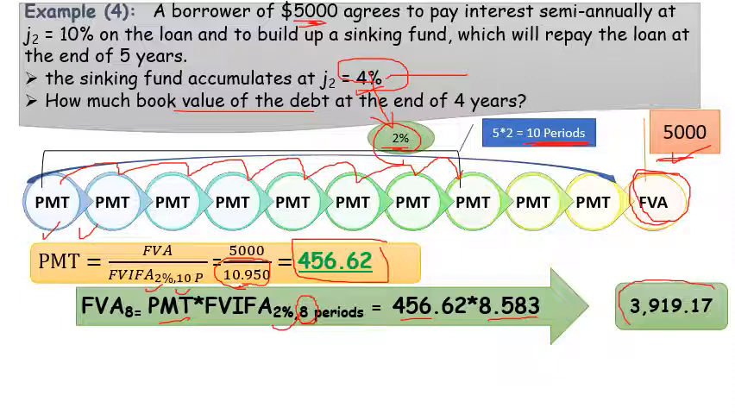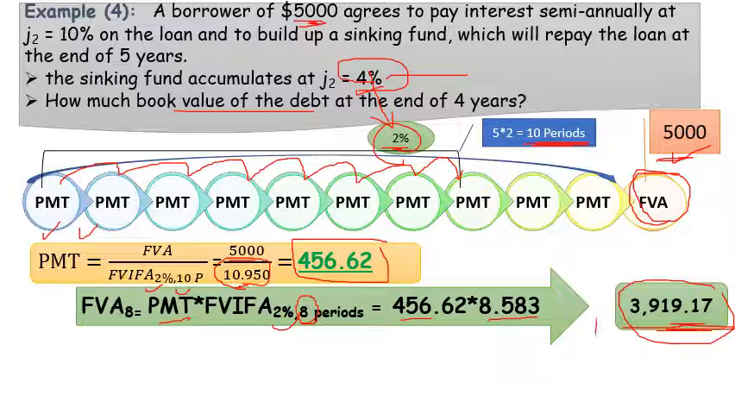So this amount accumulated to be 3,919. In other words, the borrower deposited 8 amounts of 456 over the previous 8 semi-annual periods, and each amount earns interest of 2%. So all these deposits accumulated to be 3,919 at the end of period 8, or after 4 years.